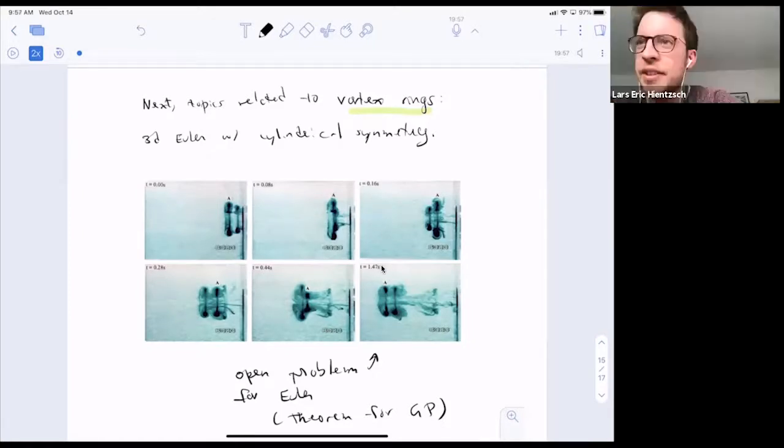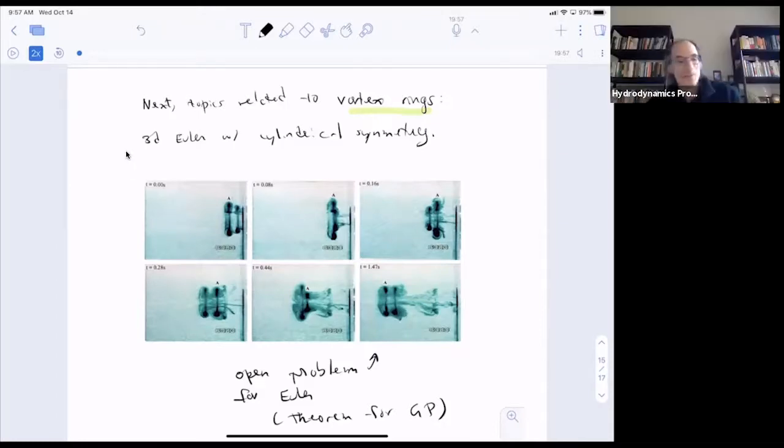Lars, hi. Yeah, hi. I would have one question. Is it known what happens when you consider a non-simply connected domain? So say you have an obstacle in your domain and you prescribe some circulation around it. Yeah, I forgot to mention this.